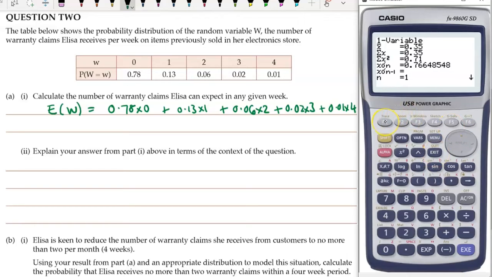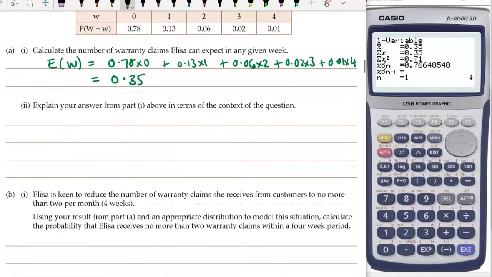Now I can do a one variable check, and we go down and we see that x bar is equal to 0.35. That is the mean, that is the expected value. So this is 0.35. It can save you a bit of time, especially if there's more that we have to work out later on. It's now already sitting there in the table. But if you don't like using the table, you can just type it into your normal menu.